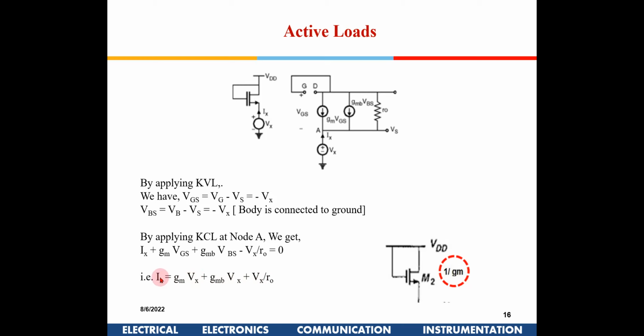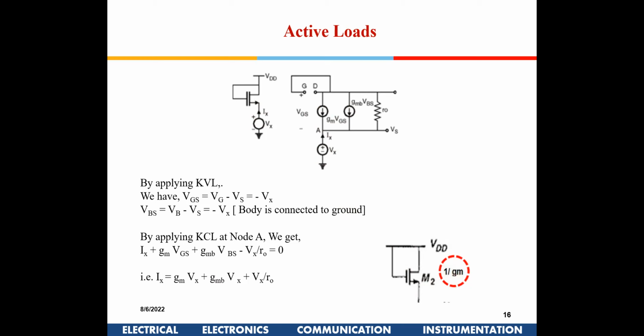Right. So if I take Ix there and bring these three here, I will get 1 by R0 as one term. Since R0 is in mega ohms, I neglect that. And if I neglect gmb also, I will get 1 by gm. And if you don't want to neglect it, it will be 1 by gm plus gmb. Is this okay? This is how I got the input impedance looking into this transistor. Is it okay?